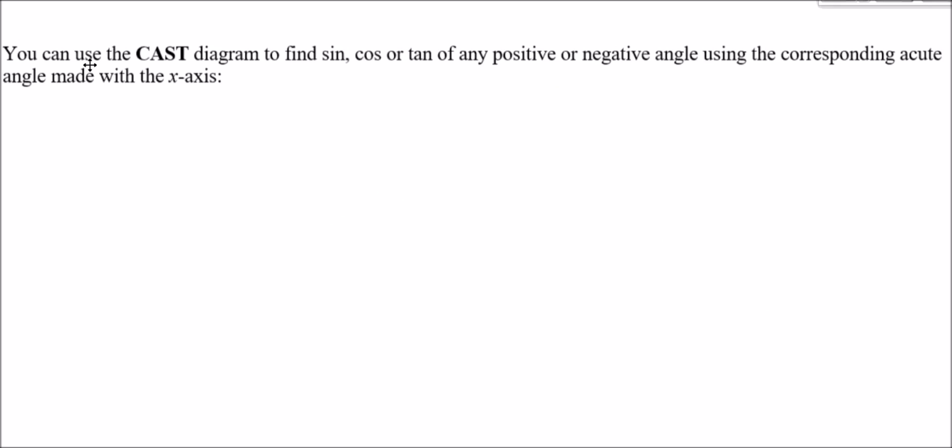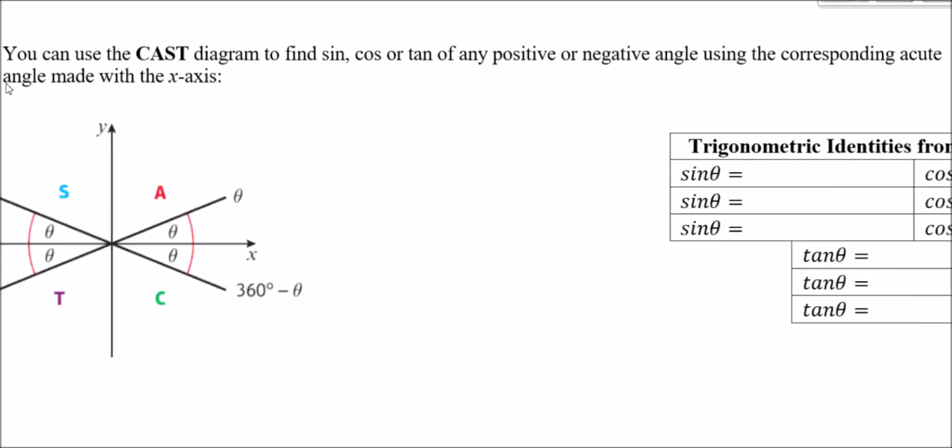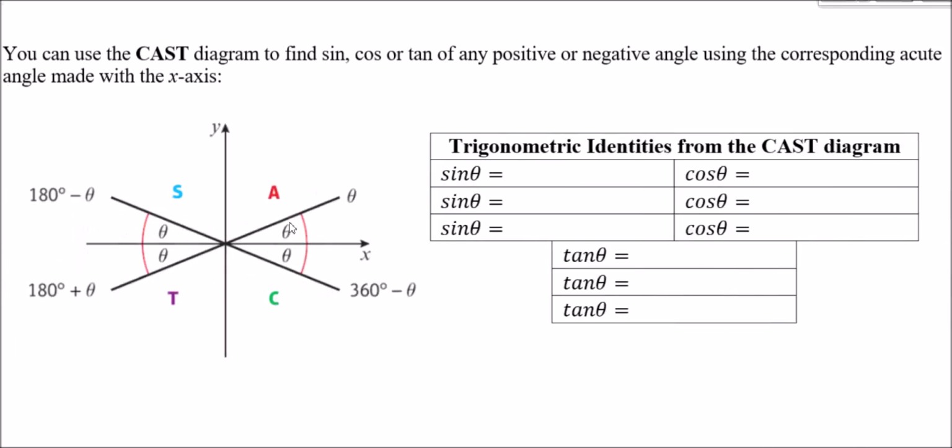You can use the cast diagram to find sin, cos or tan for any positive or indeed negative angle using the corresponding acute angle made with the x-axis. So it looks something like this. So there's a cast diagram with the acute angle theta measured from the x-axis going upwards or downwards respectively. So although there's 4 different thetas measured here, the magnitudes of each theta are exactly the same with respect to being measured from the x-axis to the line going either up or down. From this as well, we can also generate some trigonometric identities from this cast diagram to its left.